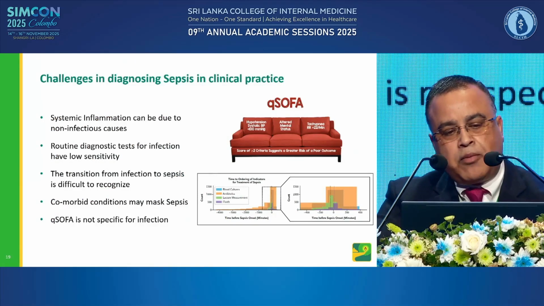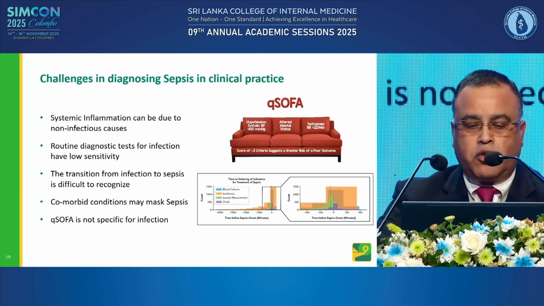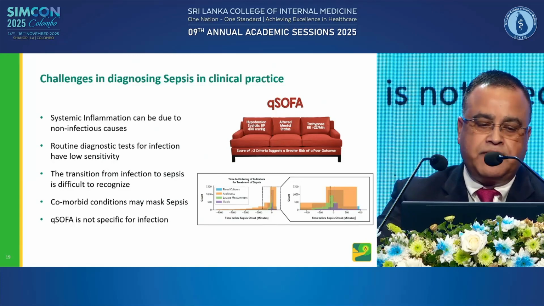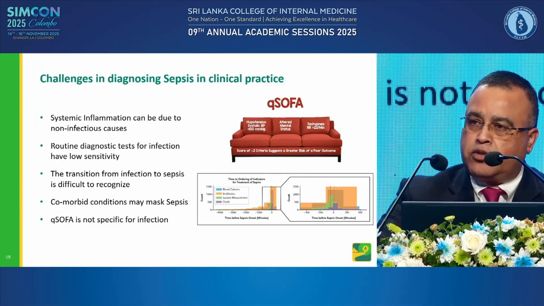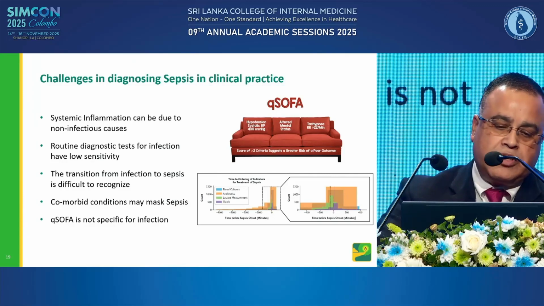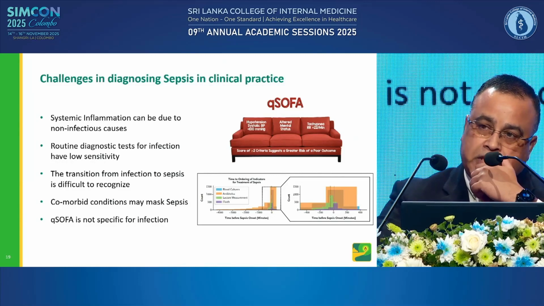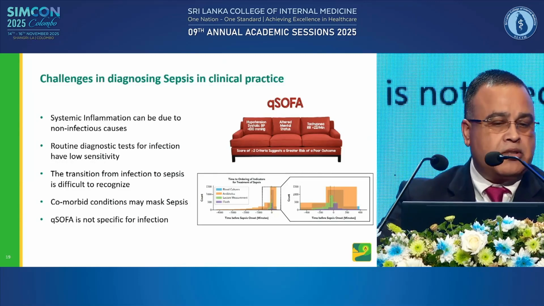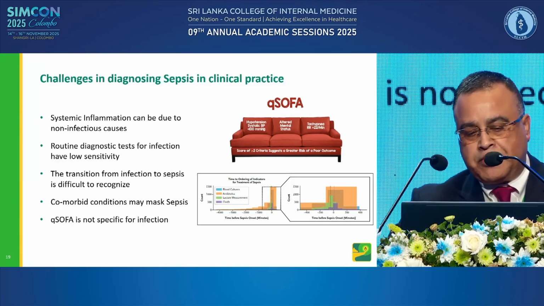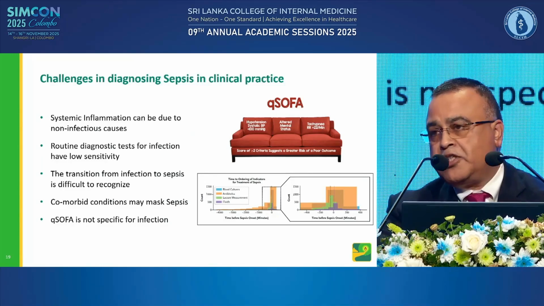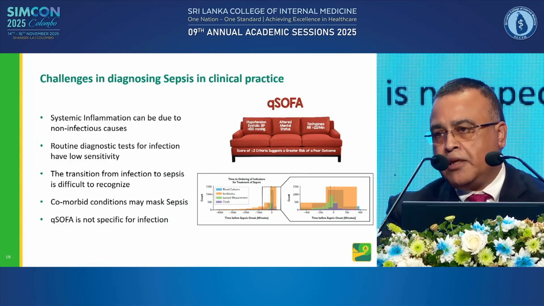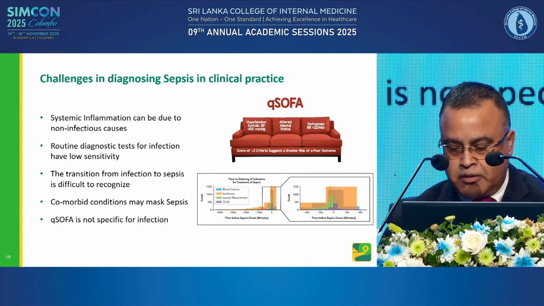So why are there challenges in diagnosing sepsis in clinical practice? Systemic inflammation can be due to non-infectious causes. Routine diagnostic tests have very low sensitivity, and the transition from infection to sepsis is very difficult. Not all infections result in sepsis. There are only a few which result in sepsis. And also sometimes comorbid conditions can mask our sepsis as well. The tool which we use, qSOFA, is not very specific for infection. It can be present in other conditions as well.